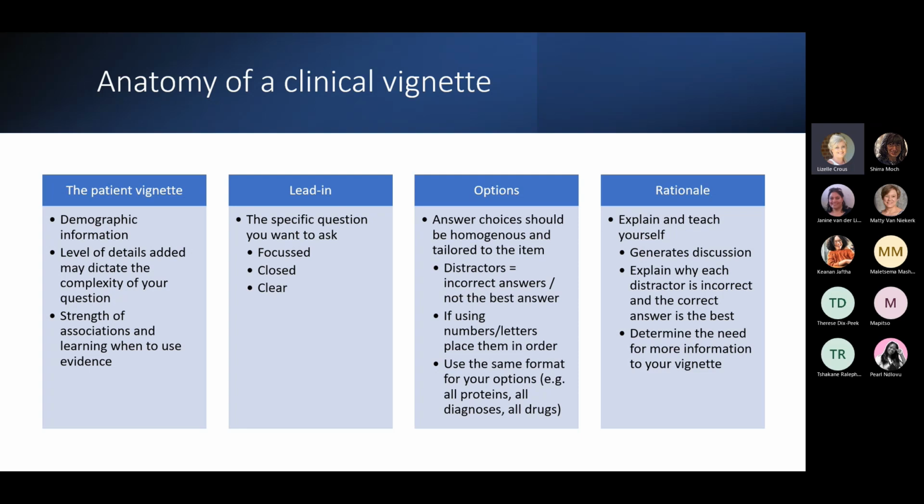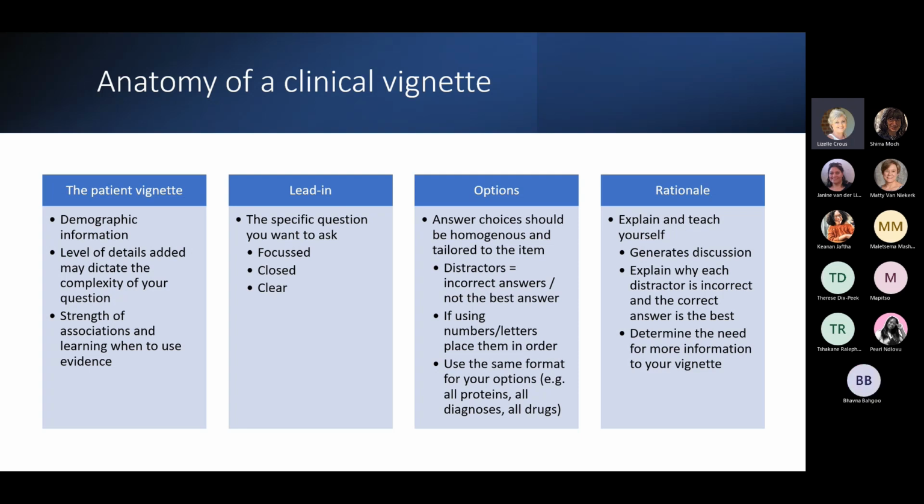And the strength of association and learning when to use the evidence will also determine what information, what type of questions you want to ask, and what the objectives are that are linked to it. You will structure or provide the information in your little vignette about the patient so that the student will get enough information to be able to answer the questions. They say a clinical vignette applies to a single patient and the information given mimics what an expert would extract from a history, physical exam, and ancillary testing.